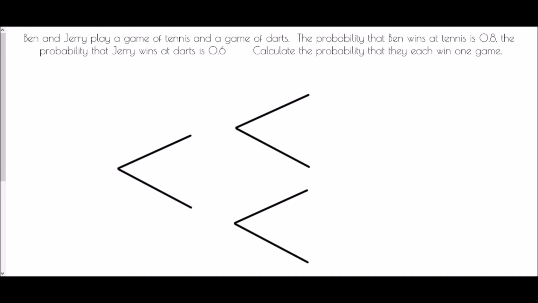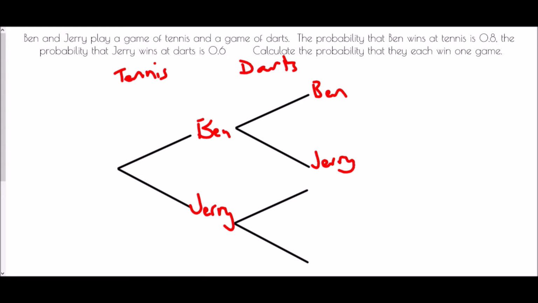Well, again, in our diagram here, we need to be thinking, how are we actually going to break this up? Well, the key here is that they play tennis and then they play darts. And so they are the two separate situations. Now, what are the possible outcomes? Well, the possible outcome for tennis is that Ben wins, and the other possible outcome is that Jerry wins. For darts, exactly the same. Ben or Jerry. Ben or Jerry.